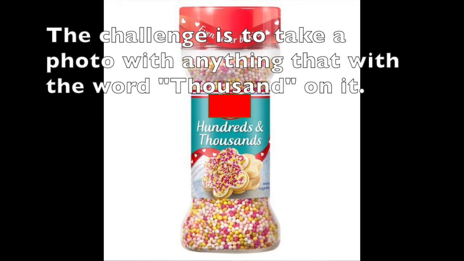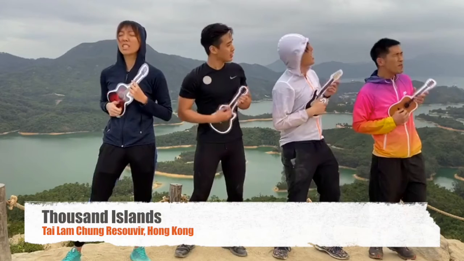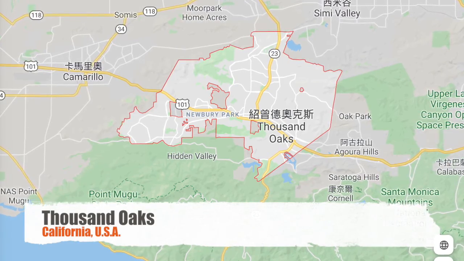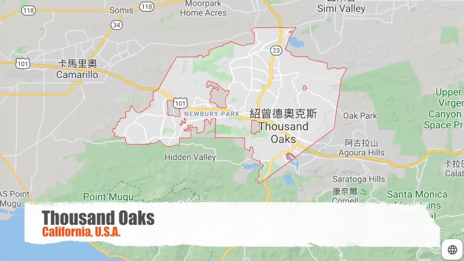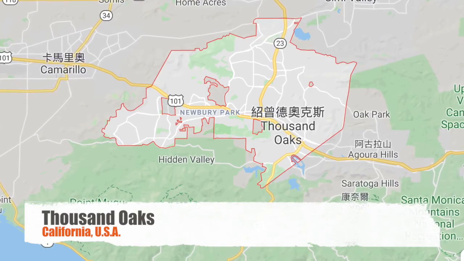Wow, I also find the toppings, the hundreds and thousands. I find the word 1000 from this topping. I'm going to use this to make some donut. Second example, spotting the 1000 from the places. I remembered that from the PE video, the PE teachers had been to the 1000 Islands from the Tai Lam Chung Reservoir in Hong Kong. I also find there is a place called Thousand Oaks in California in the USA, which had the word 1000 in it.